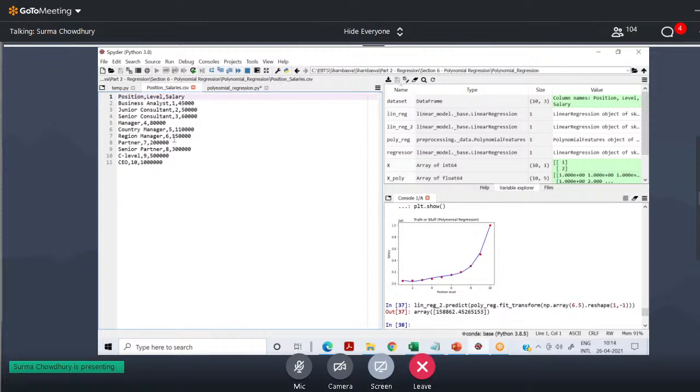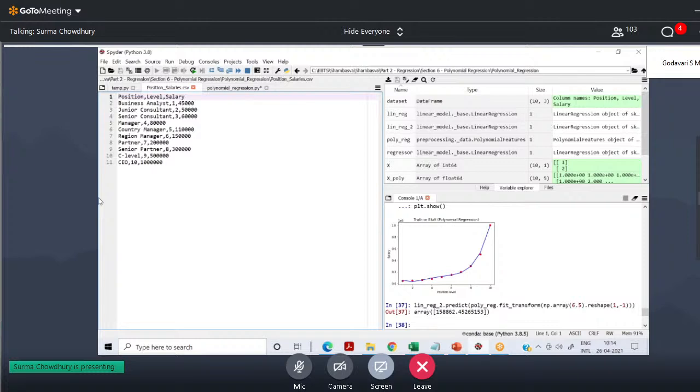So this is how I will vary the degree of the independent variable and find out at which degree you will get a more accurate answer, where the prediction is close to the actual data. So typically this is how a polynomial regression works.